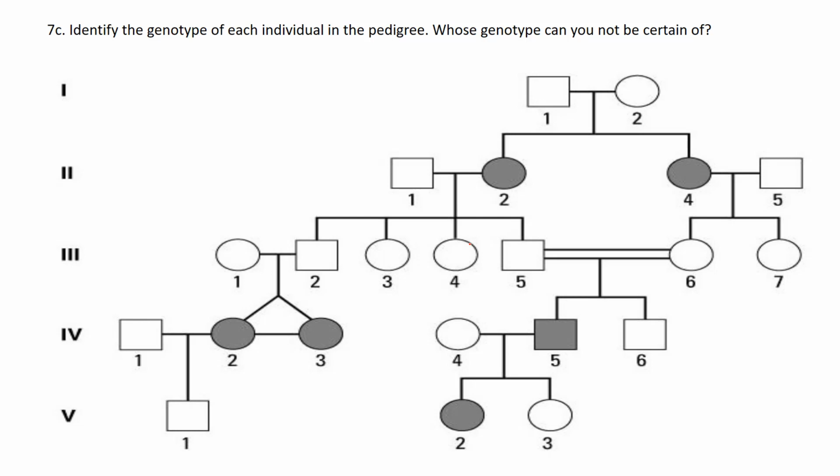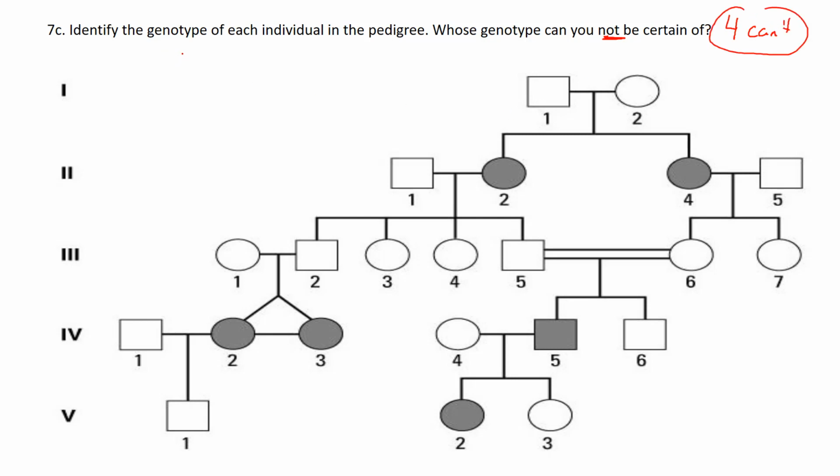Okay, question 7c, it's asking us to indicate all the genotypes of the individuals within this pedigree and tell me which ones you can't. Who can you not? And I'll just, as a clue, tell you there's 4 that you can't tell. Okay, so let's go through this.